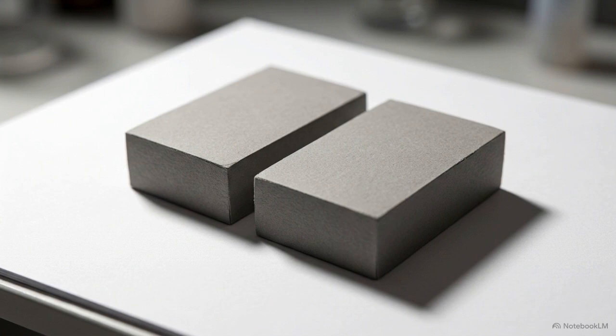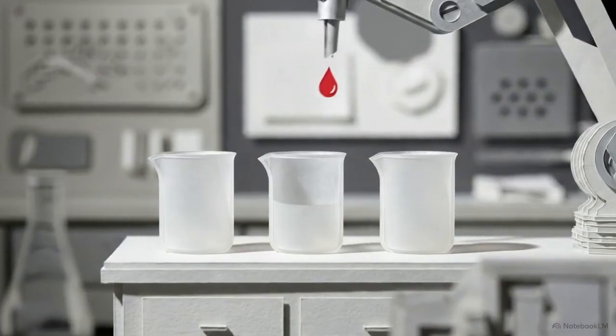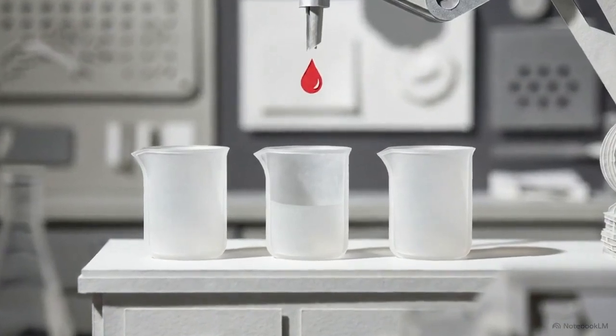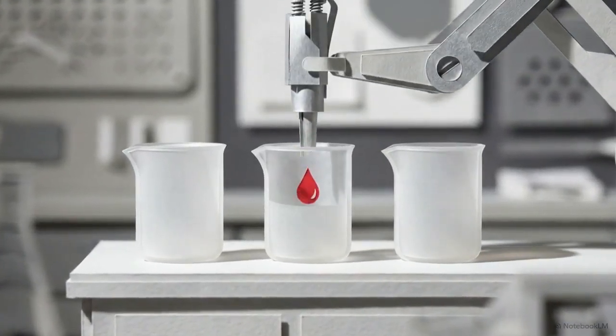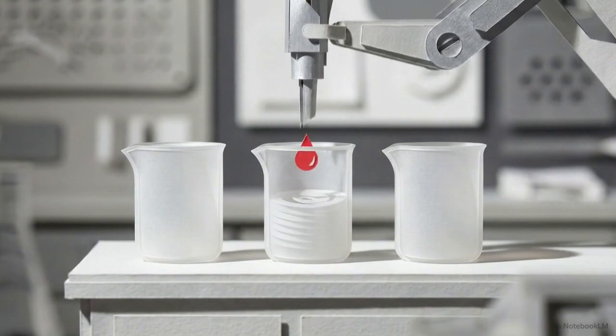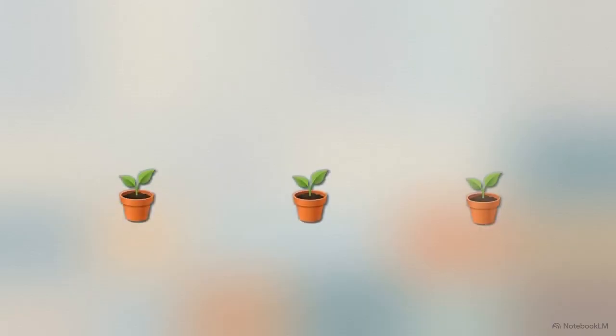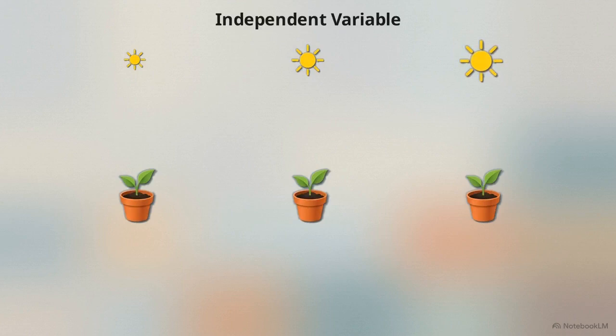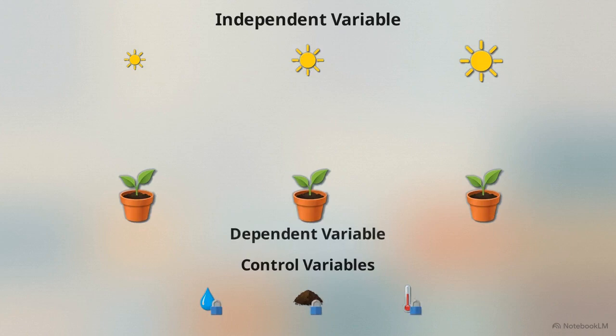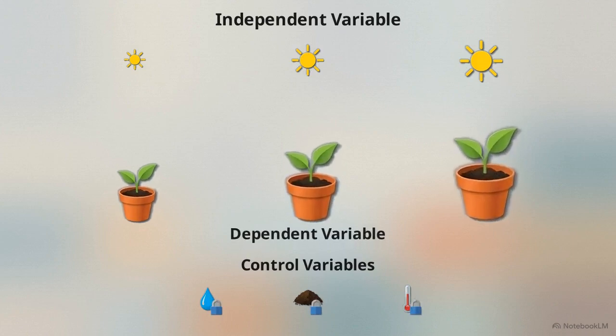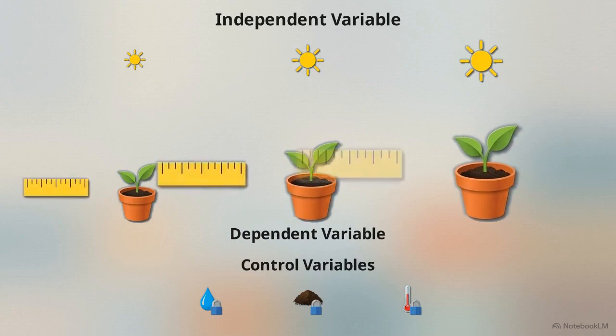To prove a cause and effect relationship, you need a fair test. This is an experiment where you isolate a single changing element while keeping every single other condition completely frozen in place. The factor you manipulate is the independent variable, like testing low, medium, and high light levels. Water, soil, and temperature are control variables. They stay locked to prevent skewed results. Finally, you measure the dependent variable, the output, like the plant's final vertical height.